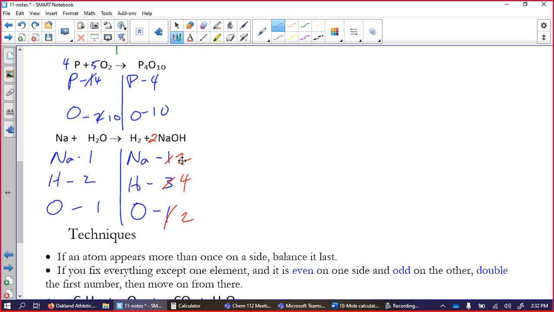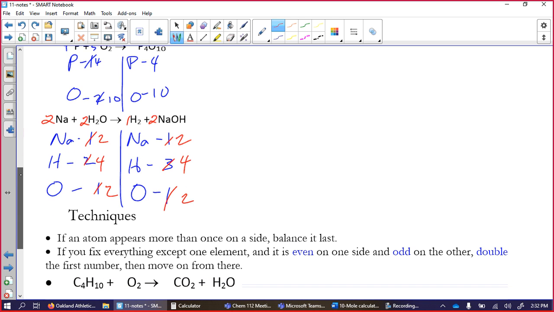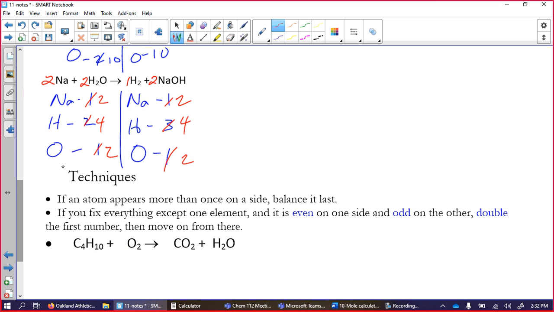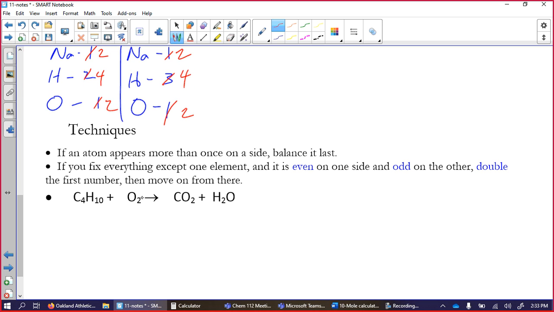Well, 2 sodium, 2 sodium. I can put a 2 there and that's happy. Now, 2, 1, 4, 2. I stick a 2 in front of that. 2 times 2 is 4. 2 times 1 is 2. And then that one is balanced. So this is one, a lot of times you balance one side and have a problem with the other. This is one particular instance that I know.